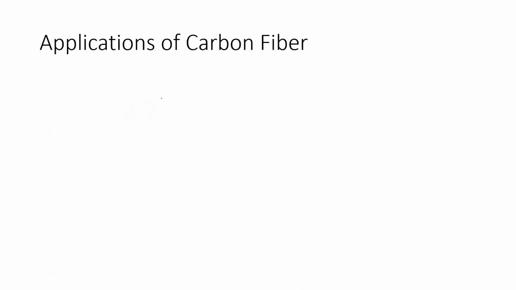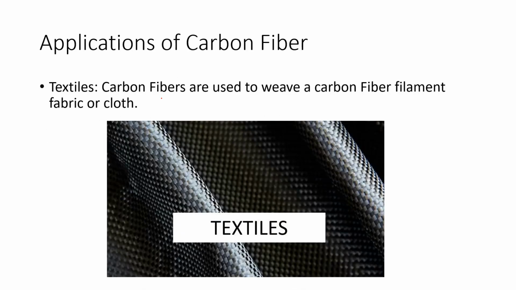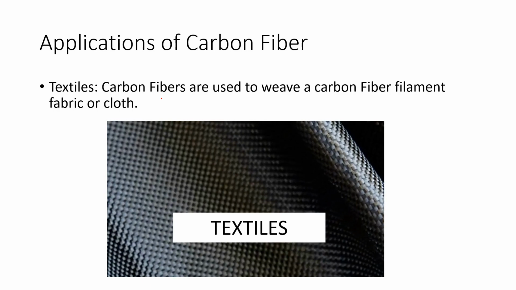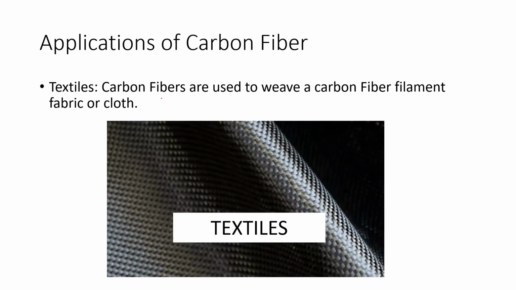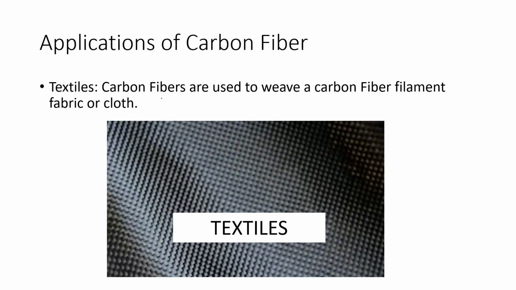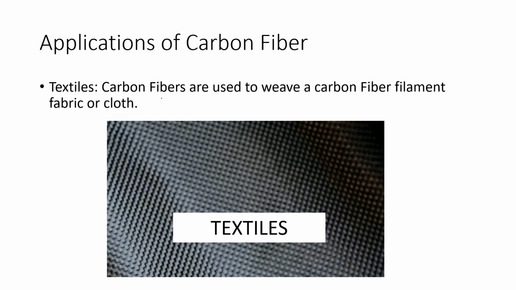Now we will go through a different application of carbon fiber, that is textiles. Textiles means that carbon fibers are used to weave a carbon fiber filament, fabric or cloth. The appearance of this fabric generally depends on the linear density of the yarn and the weave chosen. Some commonly used types of weave are twill, satin and plain. Carbon filament yarns can also be knitted or braided.